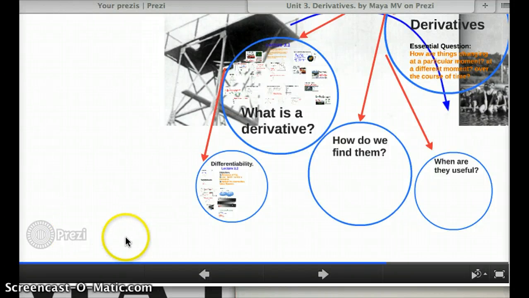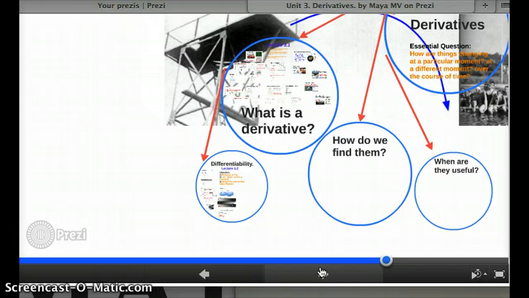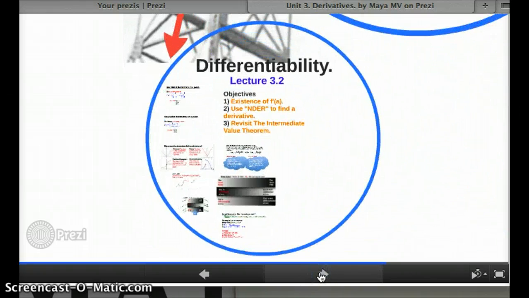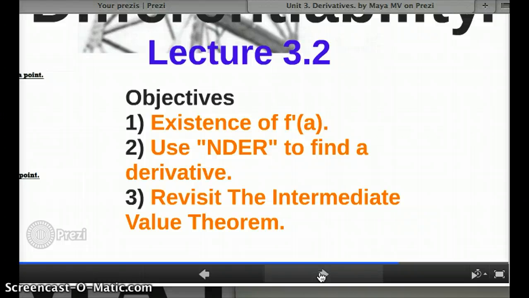Welcome to Lecture 3.2. As you remember, we spent last week talking about this thing called a derivative. And before we go on to some tricks for finding them and when they're used, we need to talk about something called differentiability. So the next 3 lectures are going to be about the existence of the derivative and how can we be really precise about it. We'll also look at some technology skills starting tomorrow, something called the nDeriv function on your calculator.